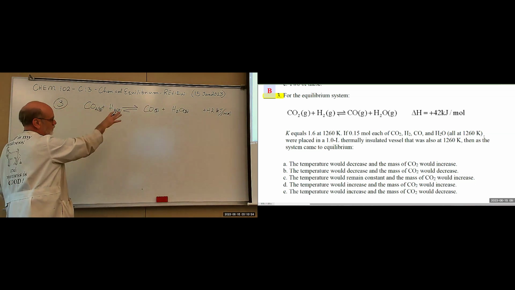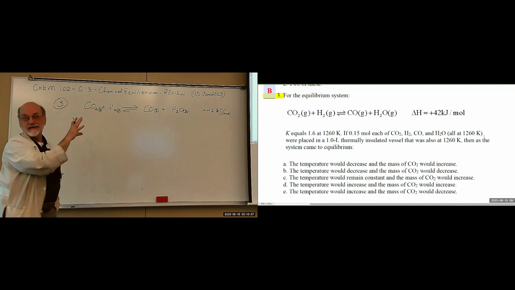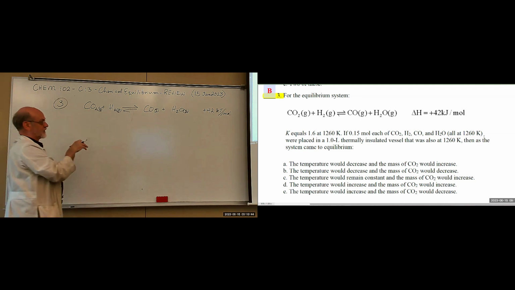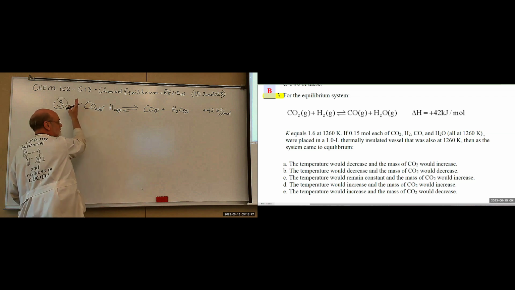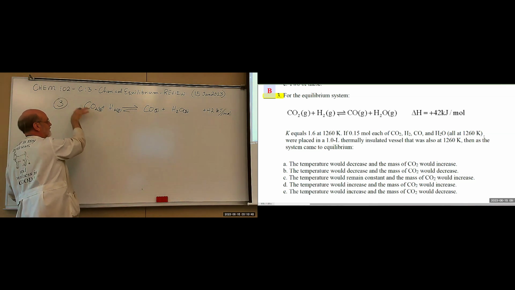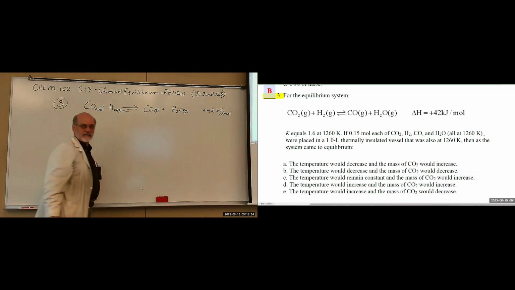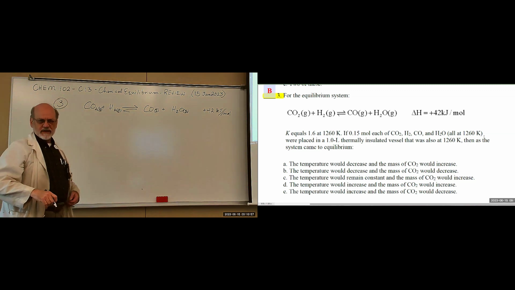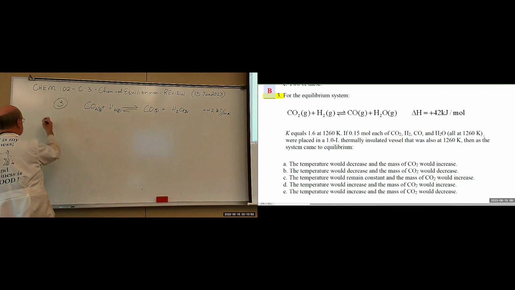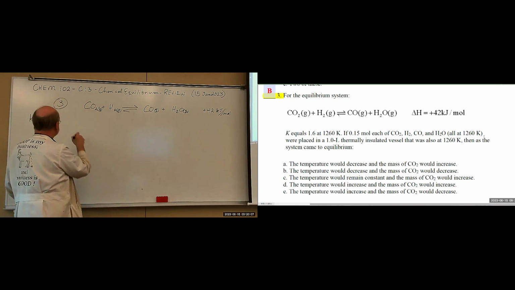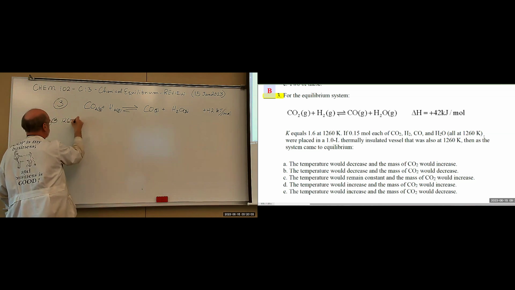So just looking at what we've got so far, what type of reaction is that? Endothermic or exothermic? Endothermic. Exactly right. Plus means the heat, the enthalpy is on this side, goes into the reaction and is buried in the products. Okay, what else are we given? K equals 1.6. So K is given to us as 1.6 at a given temperature, 1260 K.